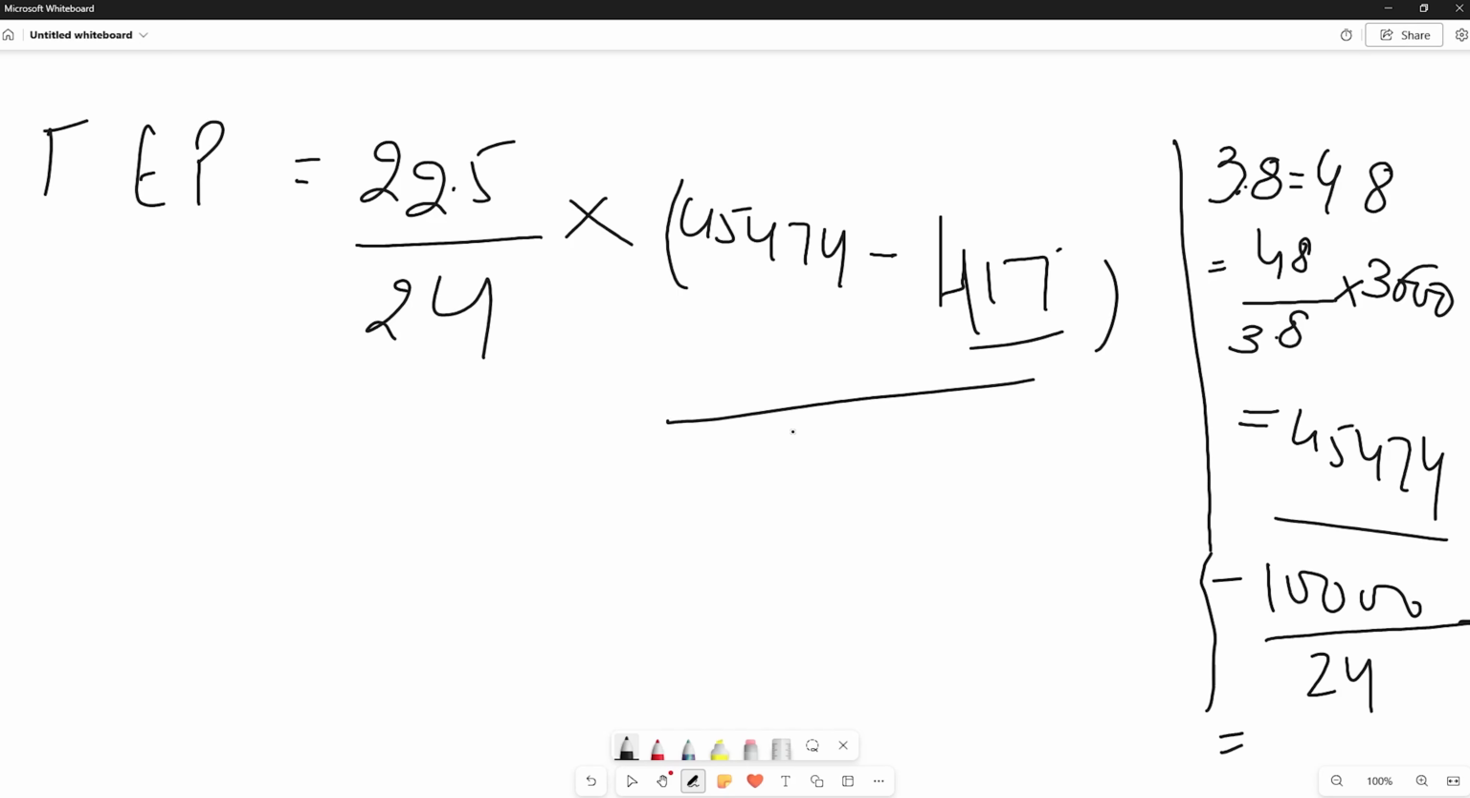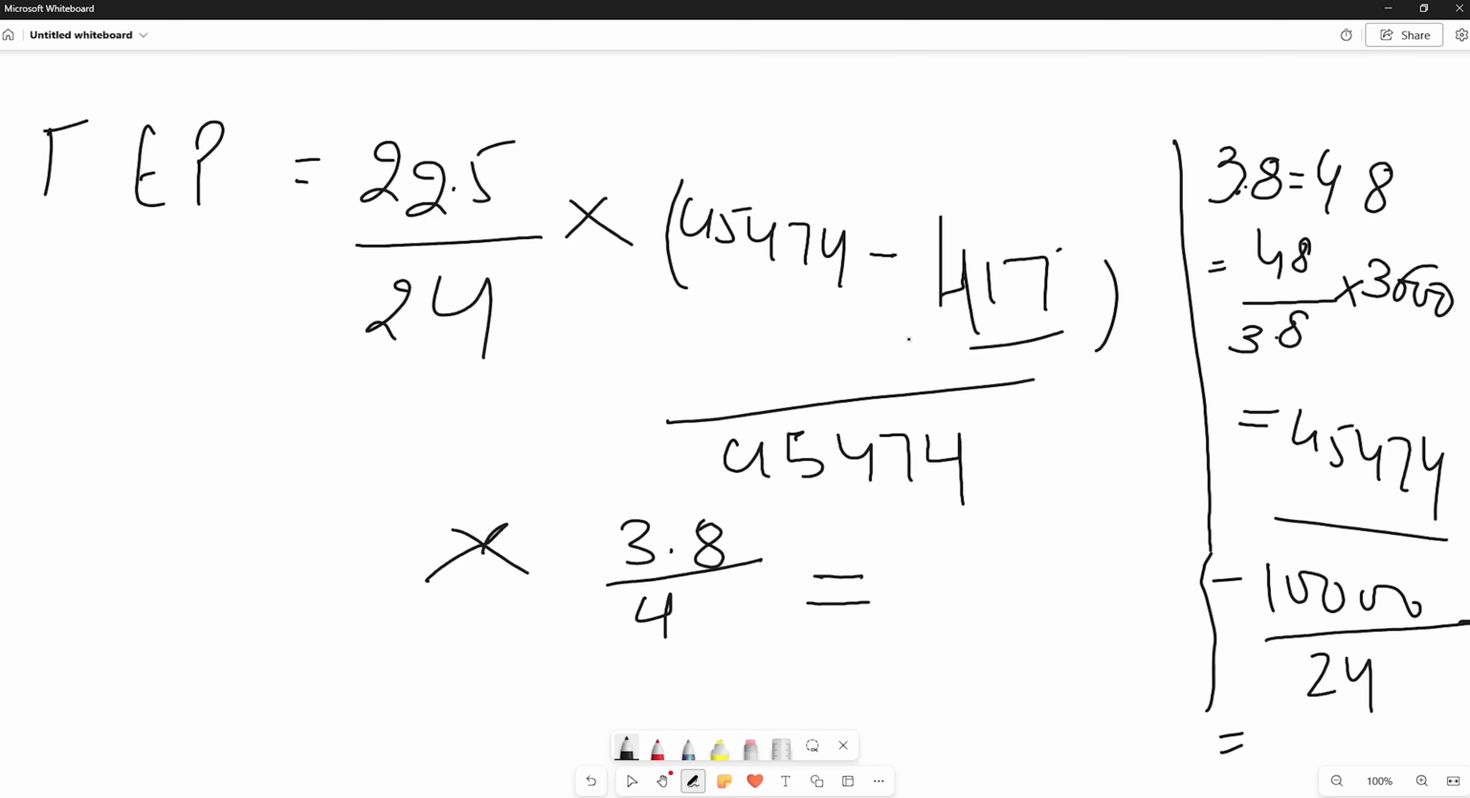And then when I divide it by, I need to divide it by the actual parts produced, which is again 45474, beg your pardon. Okay. And thirdly, we have to divide it by the cycle efficiency. So 3.8 is your actual cycle, and 4 second is your standard cycle. So this whole scenario when calculated, right?